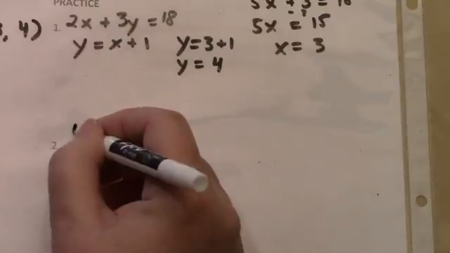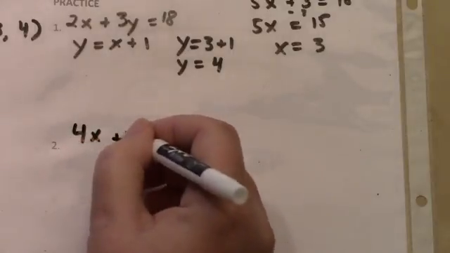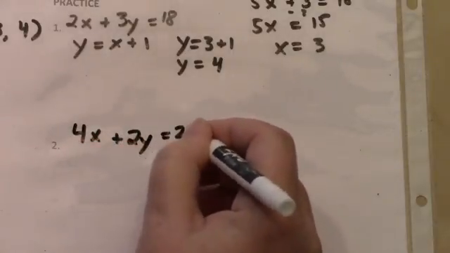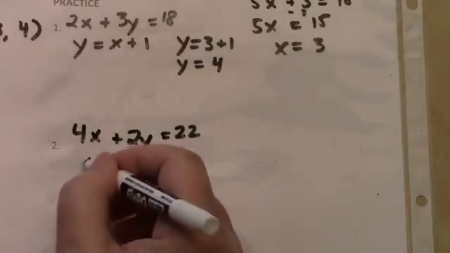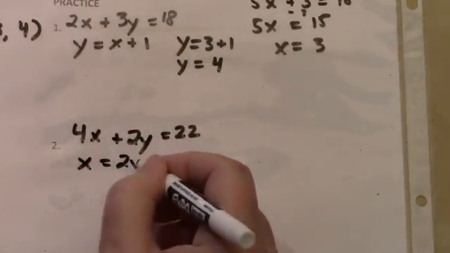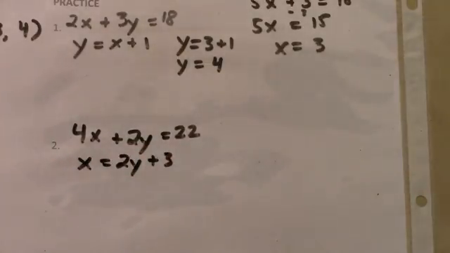Let's try 4x plus 2y equals 22, and x equals 2y plus 3.